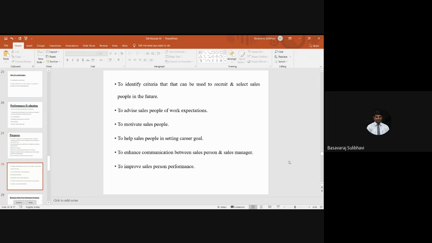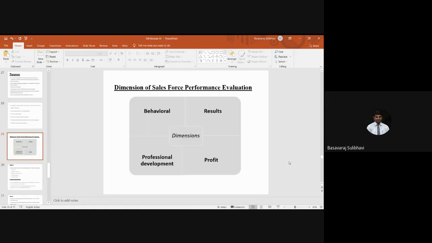To enhance the communication between the superior and the subordinate, like the salesperson and the sales manager, this performance evaluation brings both of them together. They discuss, and a good relationship is built between them, and also to improve the sales performance. Ultimately, the goal of performance appraisal is to make the salesperson know what level of performance the organization expects, what performance he has to give on his job.